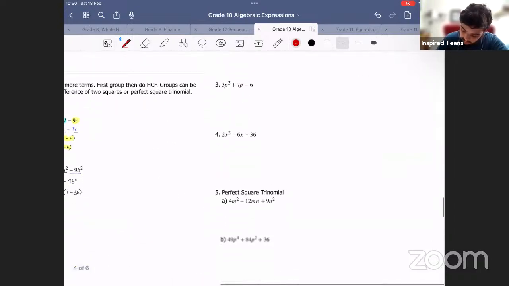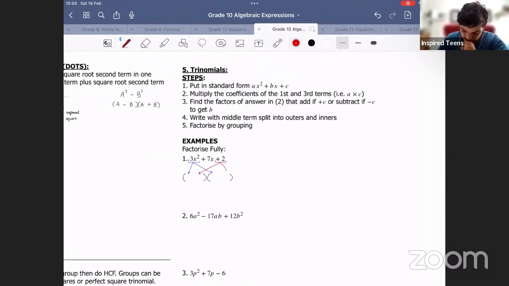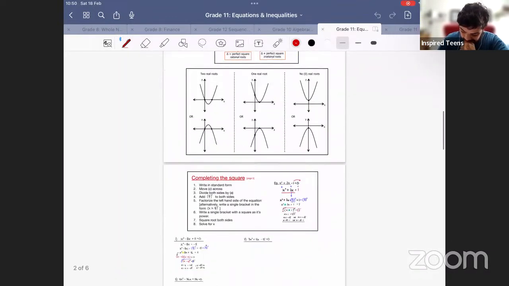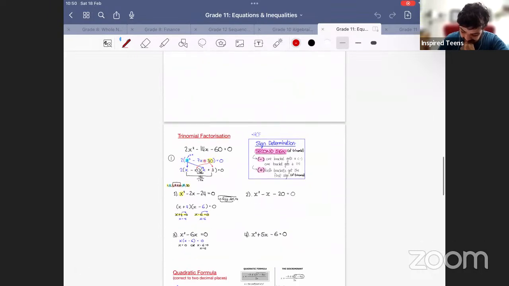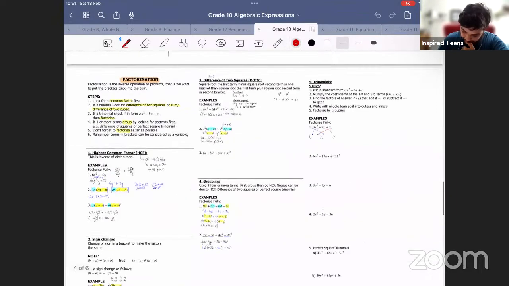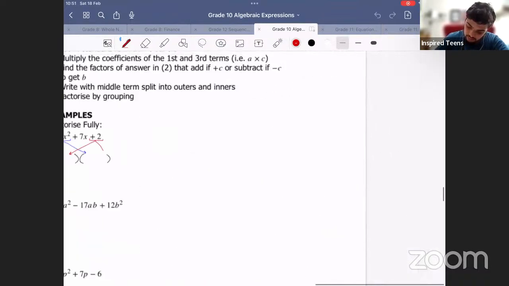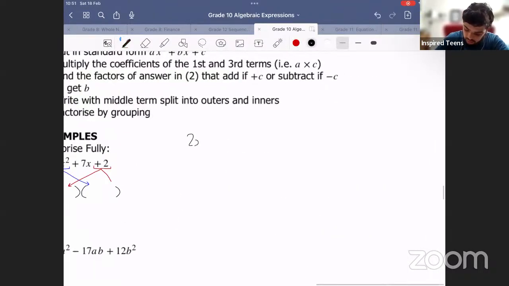Can we do an easier one, perhaps? Okay, we're going to start off with a bit of an easier one. We're going to reach it in a bit.